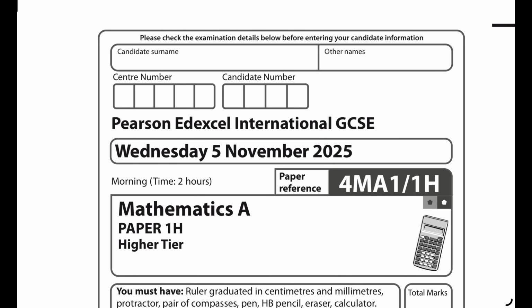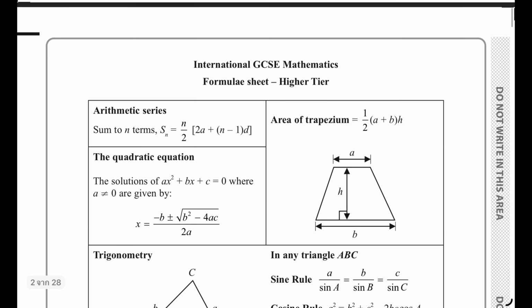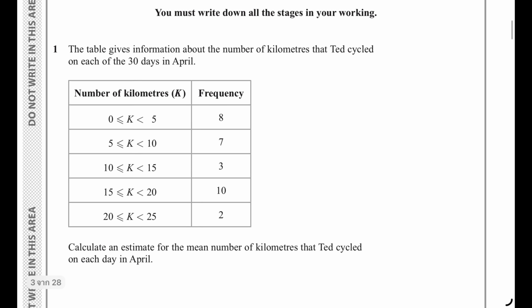Let's see the answer of Edexcel IGCSE Mathematics A, Paper 1H, which is the November 2025 paper. Starting from the first question, the table gives information about the number of kilometers that Tess cycled on each of the 30 days in April. So we have this table. Calculate an estimate for the mean number of kilometers that Tess cycled on each day in April.